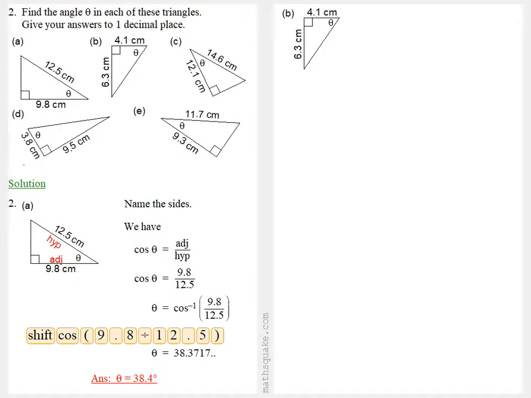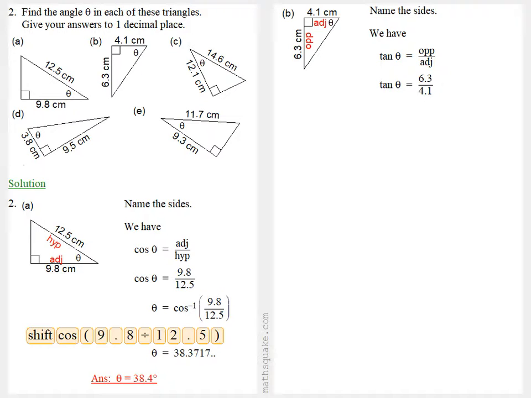In question B, we have to do the same thing, name the sides. The side 4.1 centimetres is next to the angle and next to the right angle, so that is the adjacent side. The side 6.3 centimetres is opposite the angle theta, and so it's the opposite side. So we have adjacent and opposite. Now that's the tangent. We know the tangent of an angle is the opposite over the adjacent. So the tangent of the angle is 6.3 divided by 4.1.